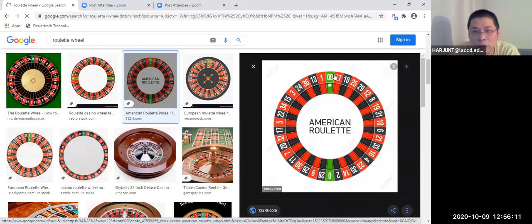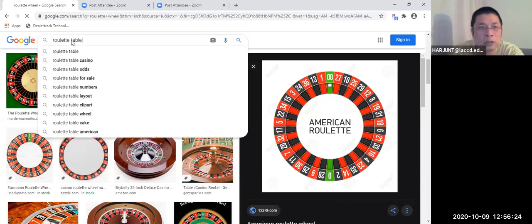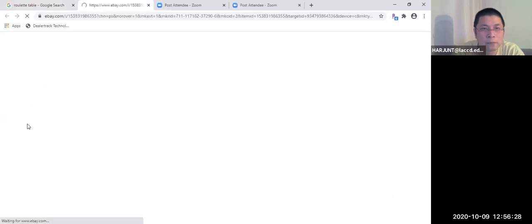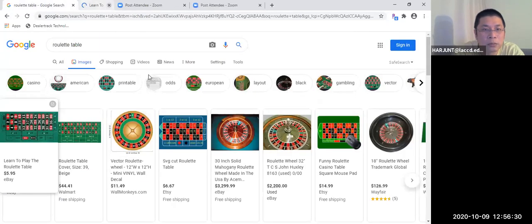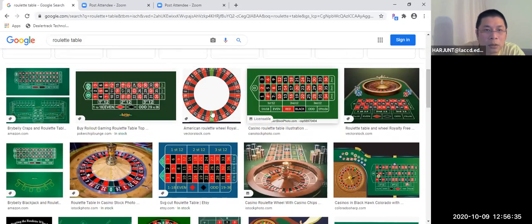American roulette has 2 zeros, the 0 and 00, and the numbers are actually between 0 to 36. Maybe instead of the roulette wheel, we will get the roulette table, the place you put your bet on. No, I'm not buying it. This one maybe.